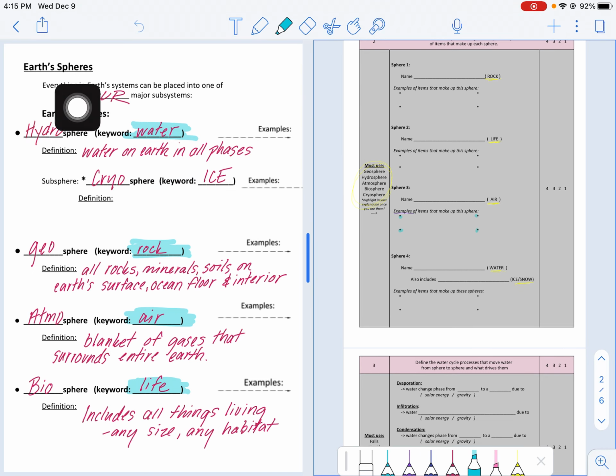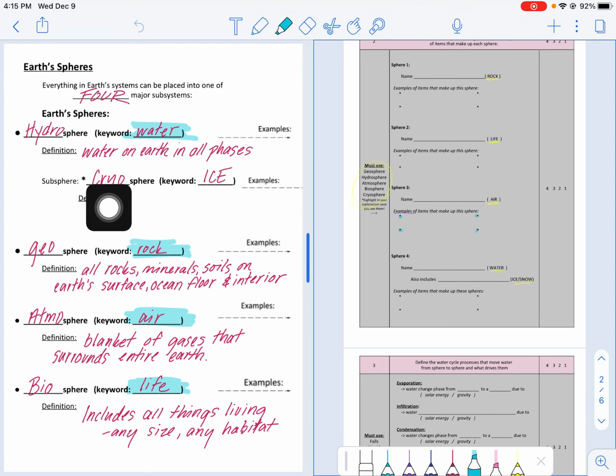Water keyword, that falls into the hydrosphere. So this is anywhere where we can find liquid water on Earth. Clouds, I know, is a big example that we've talked about before, but anywhere where you find water can qualify for one of your examples.